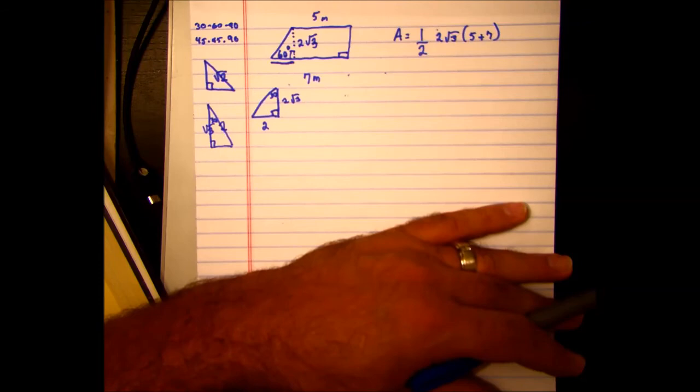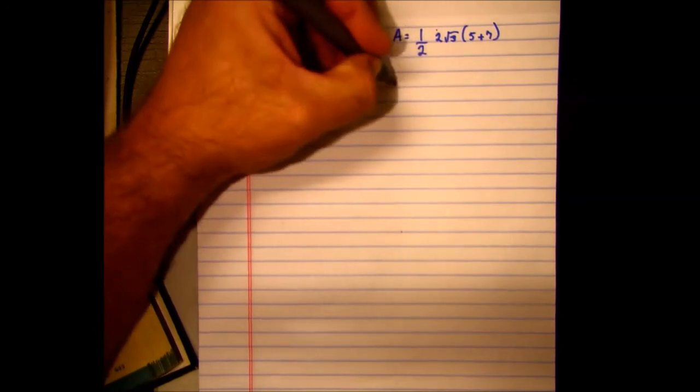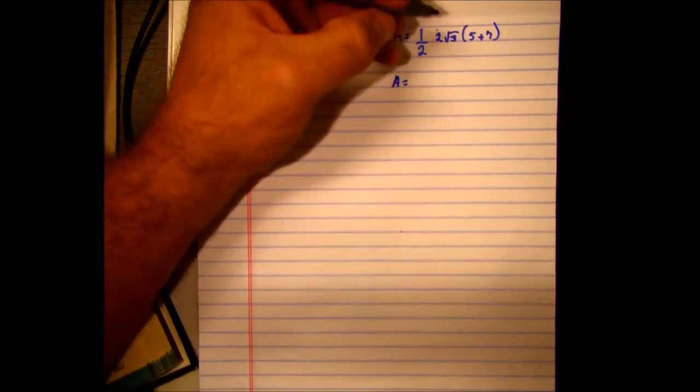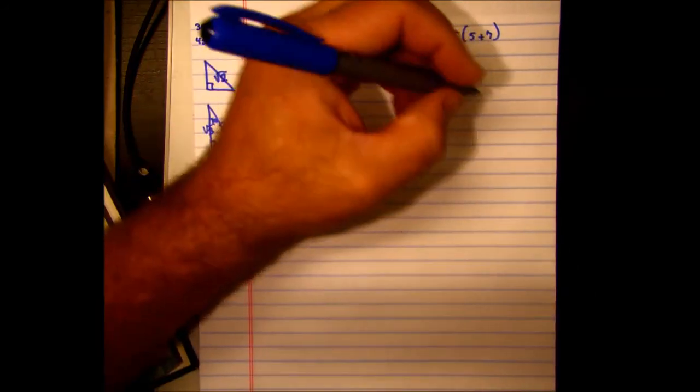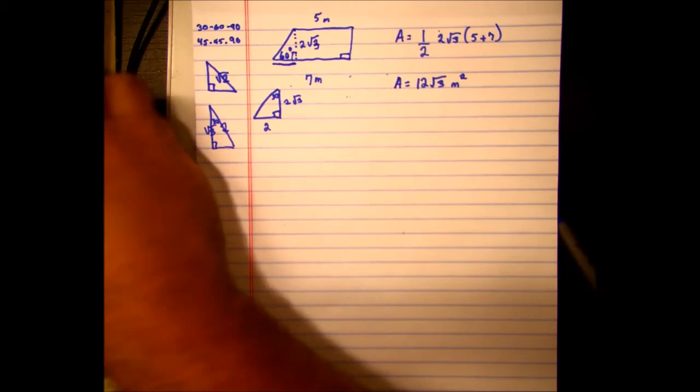All right, so when I go through the motions, those of you who've used your calculator, you should have ended up with the area equals 12 square root of 3. And then you'd have to put meters squared. All right? Okay, good job. I'm going to now give you the got it problem.